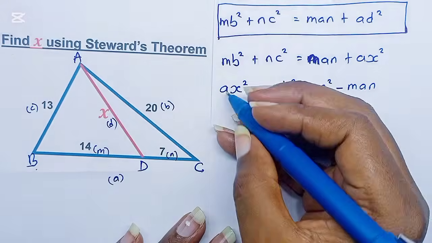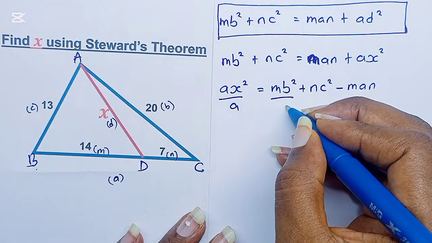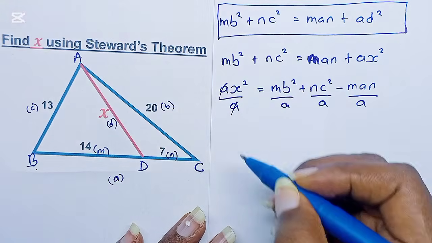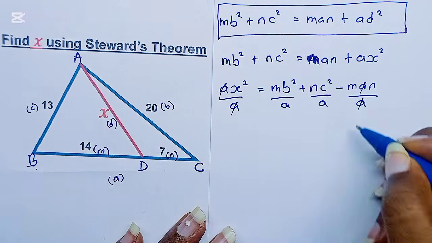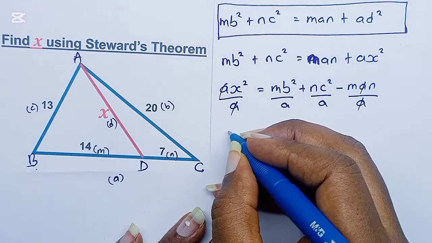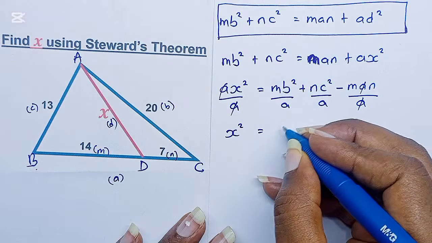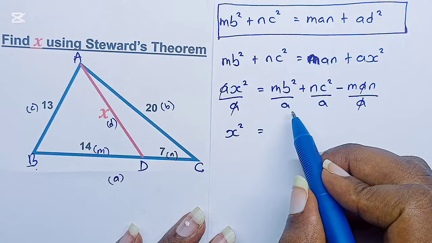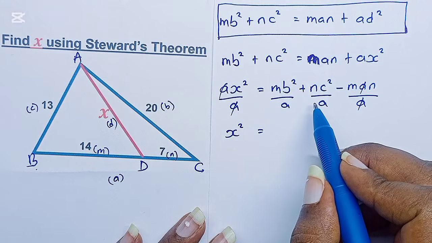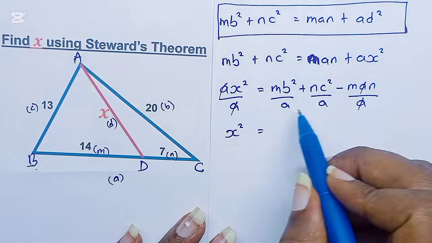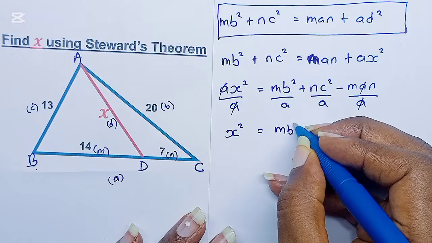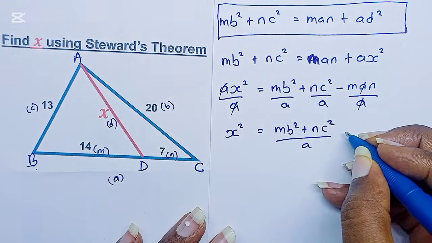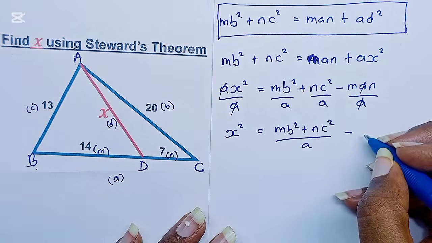So we divide both sides by A. This A cancels with this A, and also this A cancels with this A, and we are left with X squared being equal to, now as you can see here, A, the denominator is common, so it will be MB squared plus NC squared over A, then minus MN.